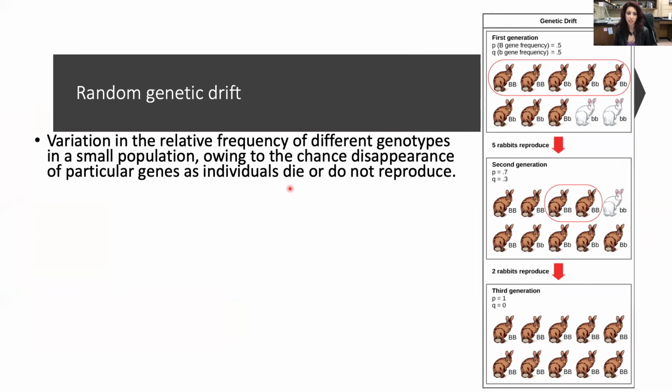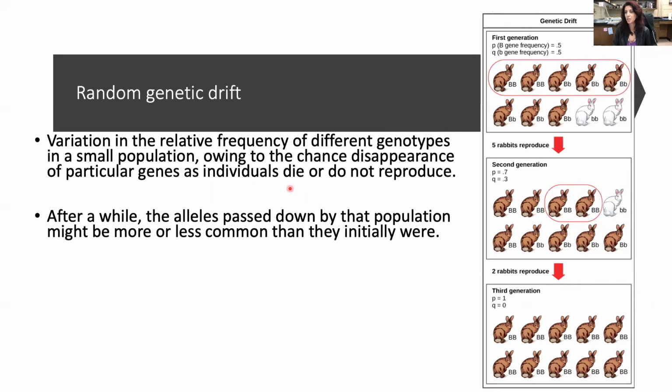of particular genes because we have a random die-out population, or just randomly some organisms didn't get to reproduce in that generation. So after a while, the alleles that are passed down by the population might be more or less common than they originally were. Again, this is simply due to chance alone.